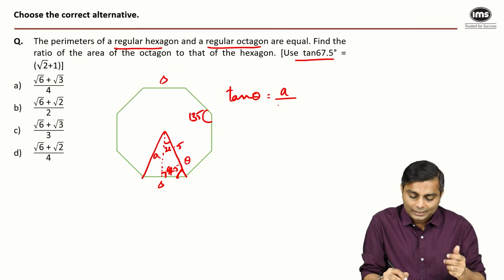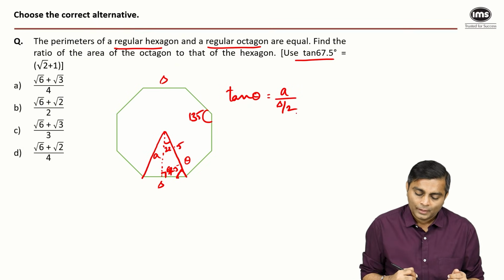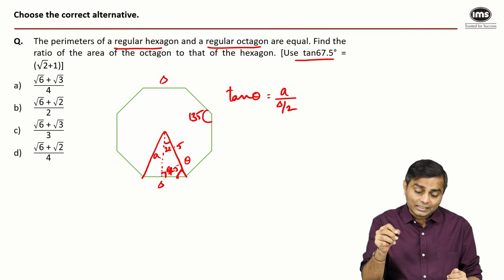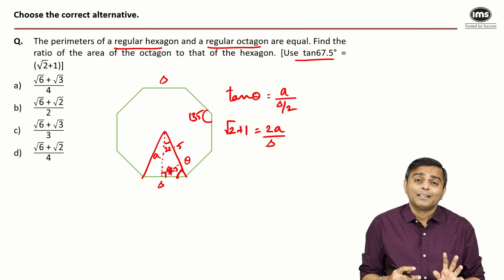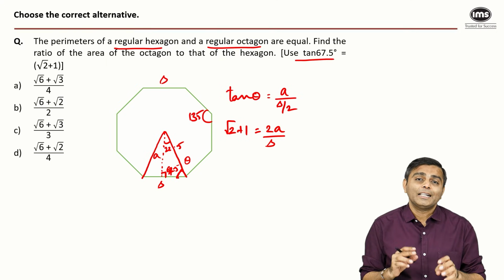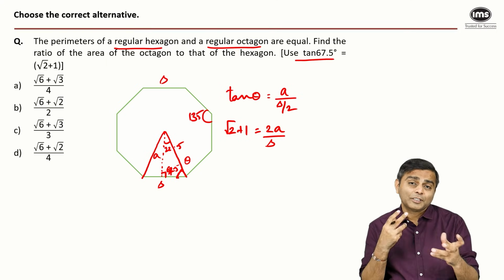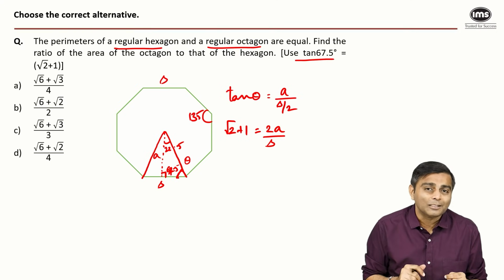So because the whole thing is S, this is S by 2. Tan theta is S by 2, or tan 67.5 is S by 2. Tan 67.5 is nothing but root 2 plus 1. So root 2 plus 1 is equal to 2A by S, right? Now what I have to understand is, can we substitute A in terms of S or S in terms of A?